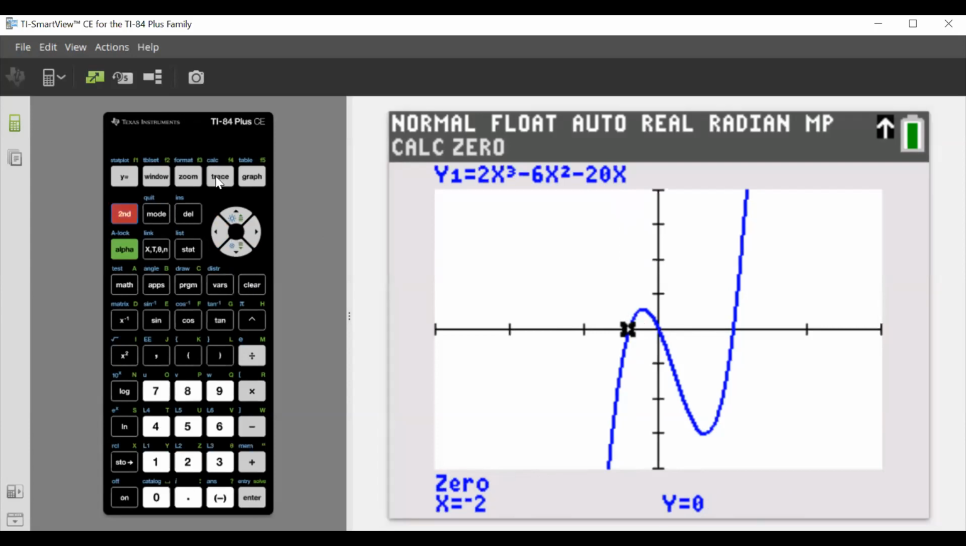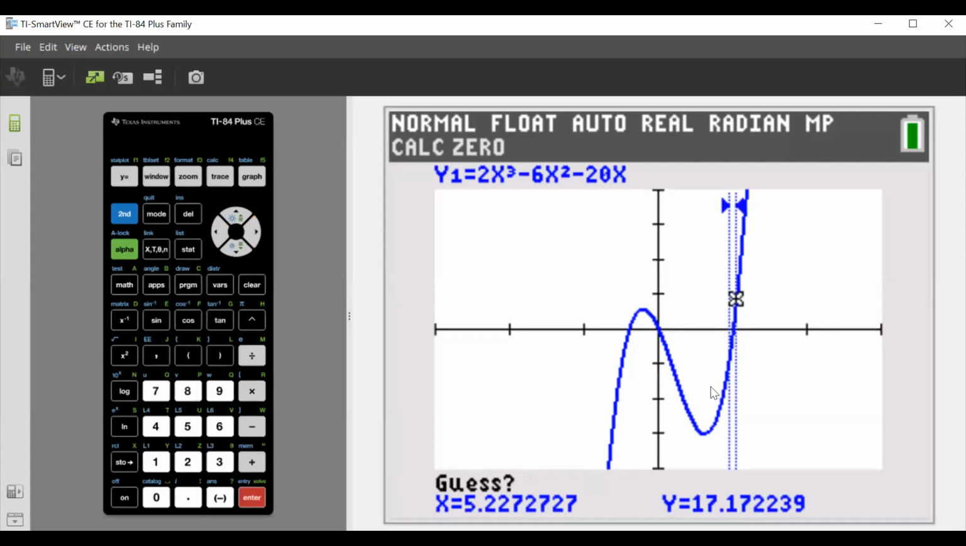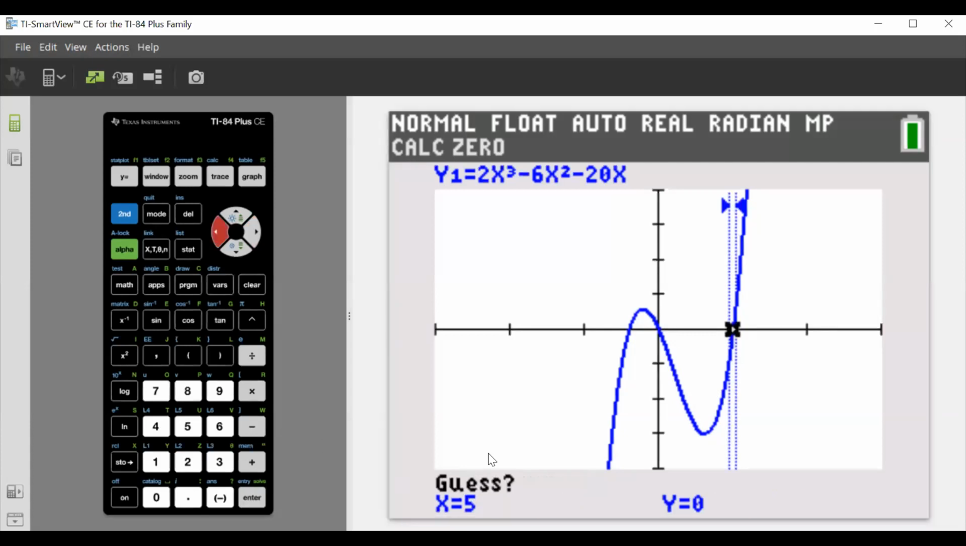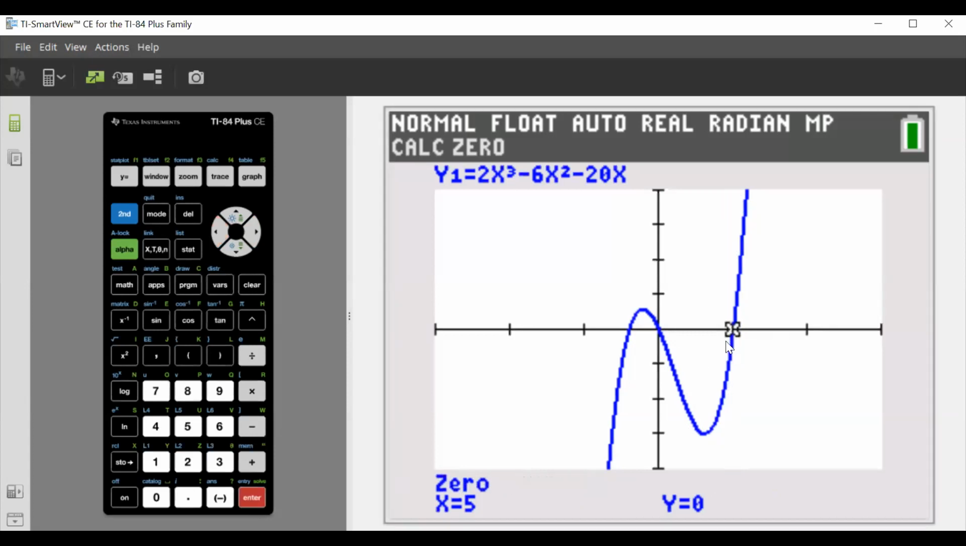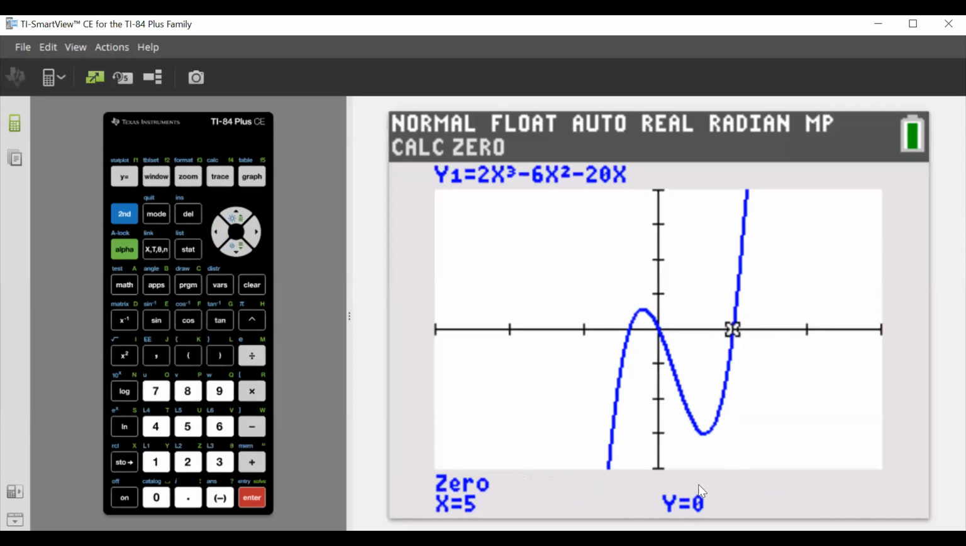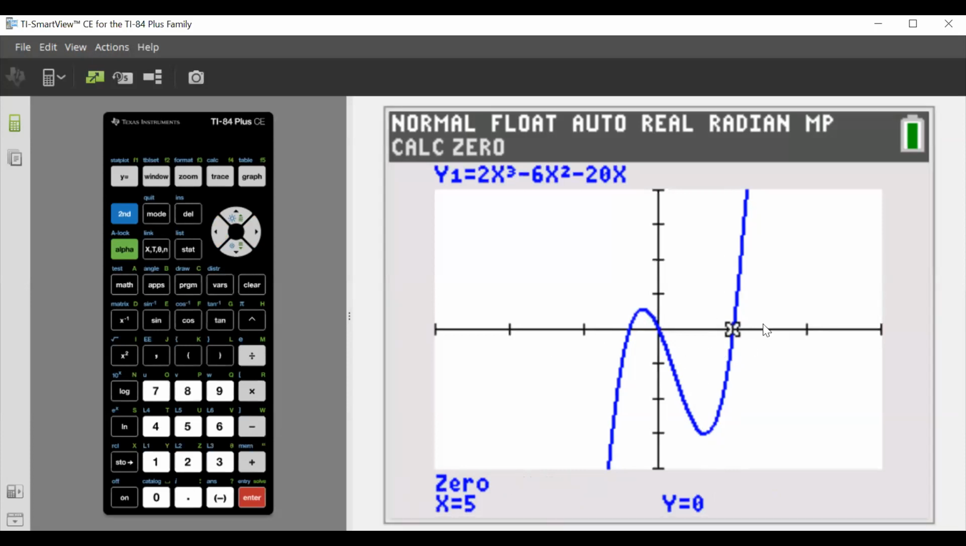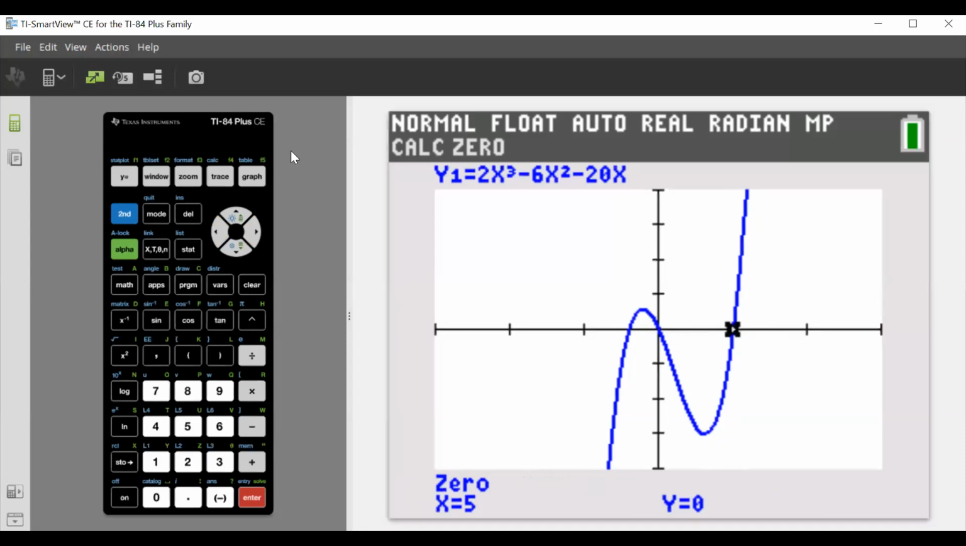So let's do a second trace, number 2 again. Now let's look at that far one. All right, so that's going to be our left bound because it's asking what is the left bound. So we want to go from here somewhere past that point. And so now our guess, well, I'm guessing it's going to be there. And this one actually is nice because it tells us exactly that the zero is 5, 0. Okay, so now we've got our zeros through our calculator instead of graphing.